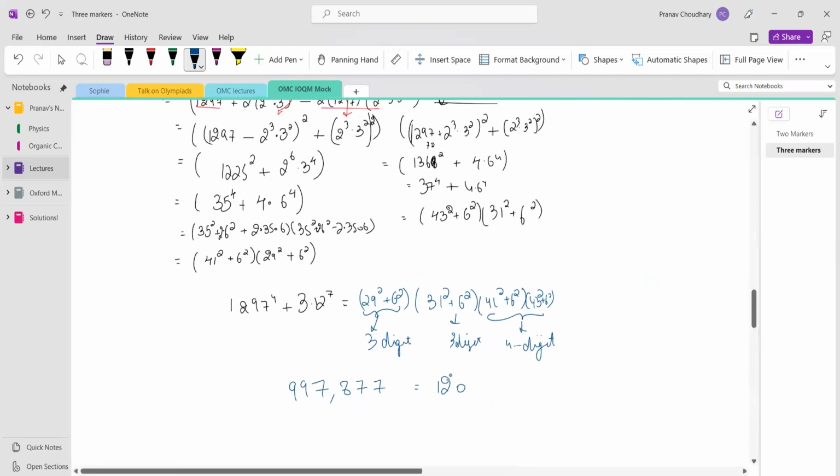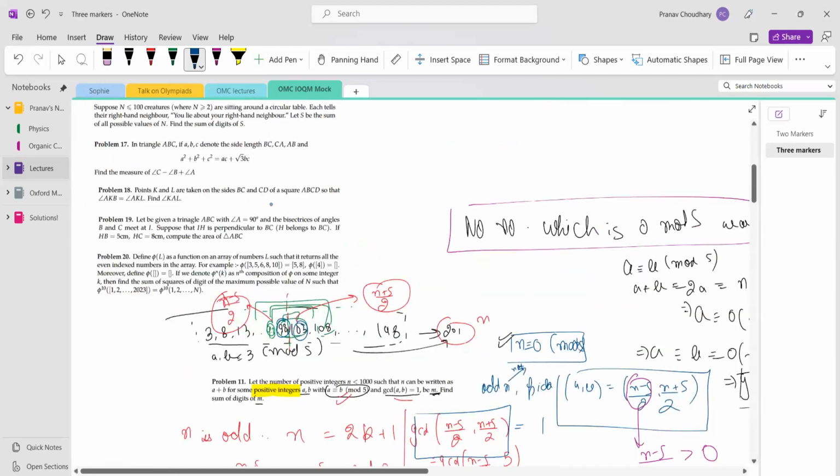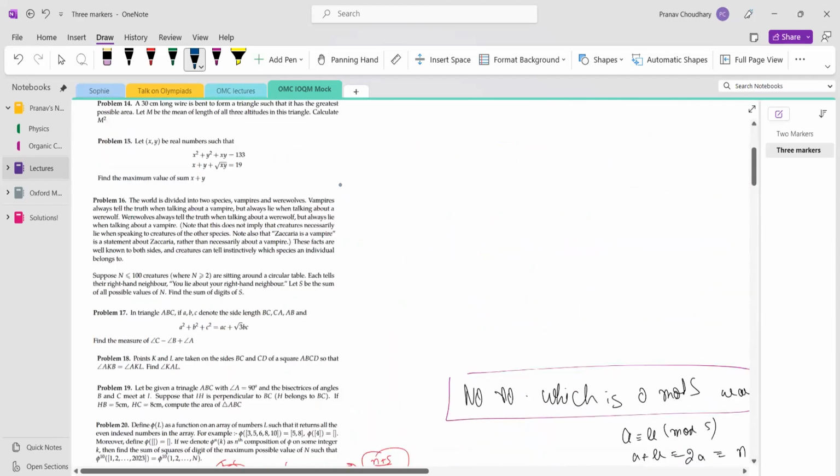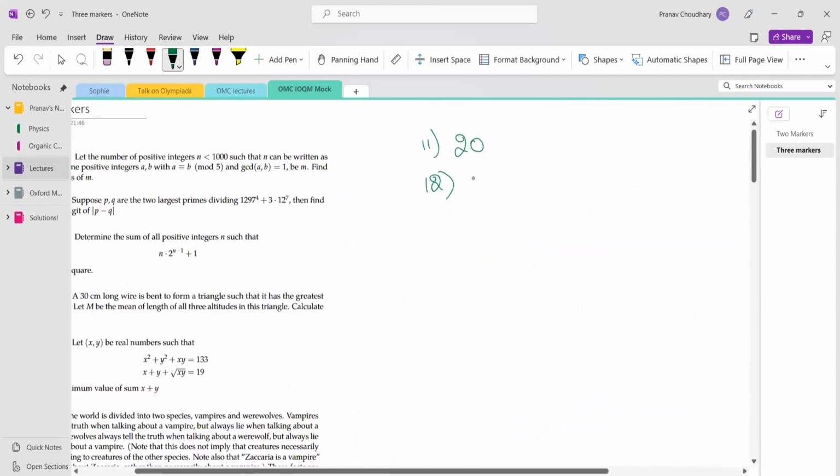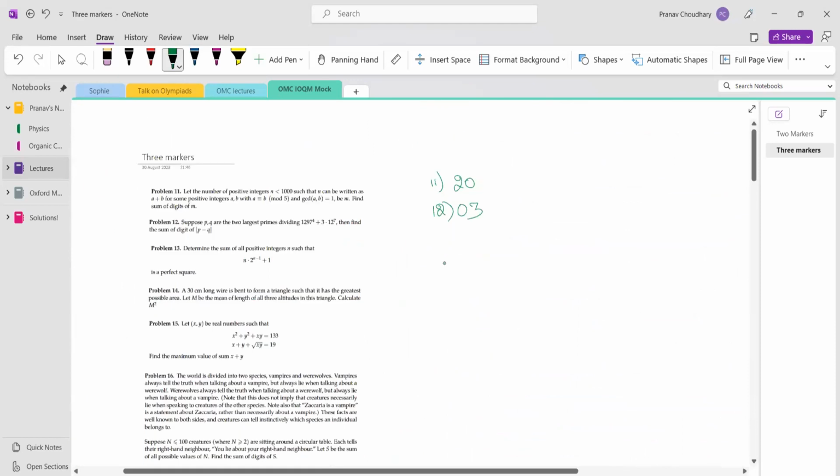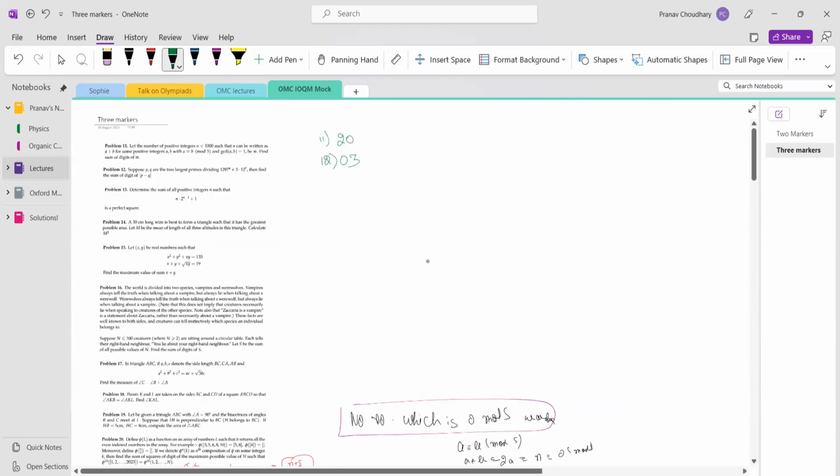And wait, what are we supposed to find? Find the sum of digits. So the sum of digits is 3. So the answer is 03. Sorry, I slightly messed up the explanation of that problem.